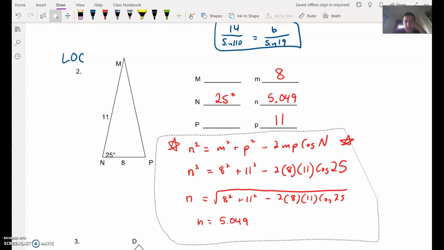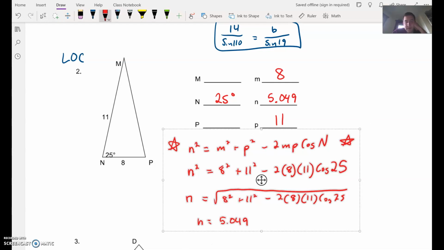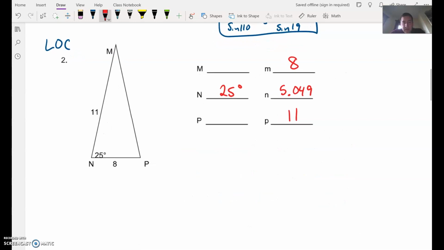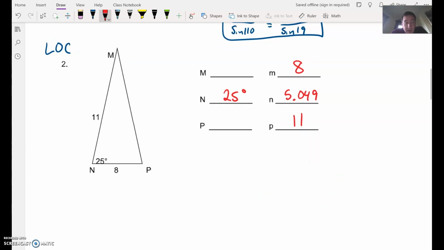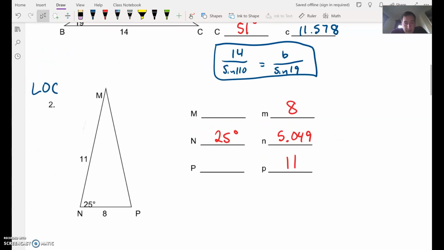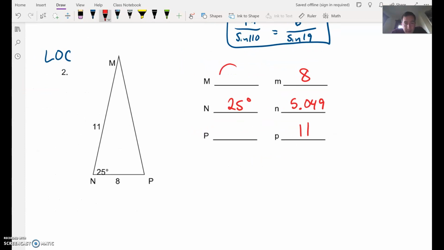I'm going to delete this, but you can pause the video right now and save it so that you can have that, but I need more space to write. So we have found all the side lengths. For the last minute of this video, I'll just set up how to find the angle, and then we'll pick up in class on where to go from here. To find the angle, let's find angle M.